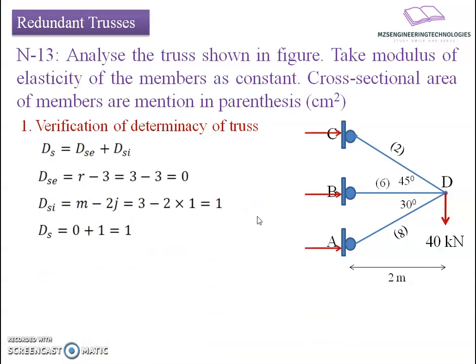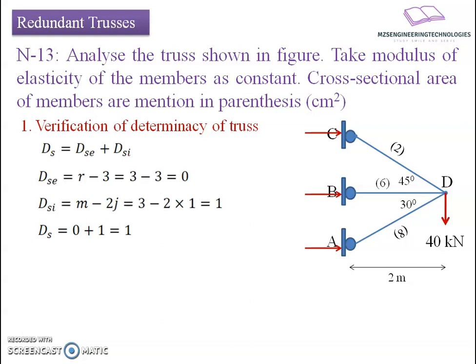For that we'll find out the degree of static indeterminacy for the given frame. Degree of static indeterminacy can be divided into two parts: degree of external indeterminacy and degree of internal indeterminacy. External indeterminacy is a balance between the unknown forces and available equilibrium equations. In this case, we have three reactive forces due to roller supports at A, B, C, and three equilibrium equations available. So 3 minus 3 results in 0, meaning it's externally stable.